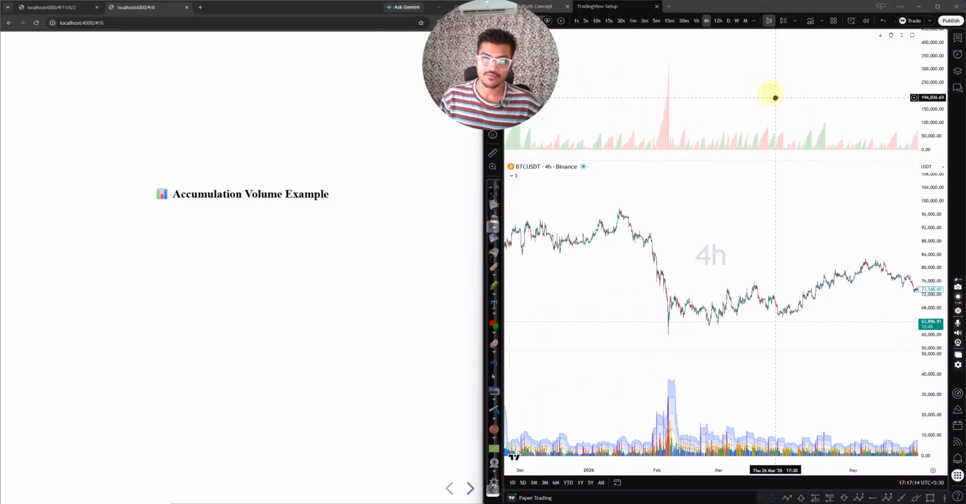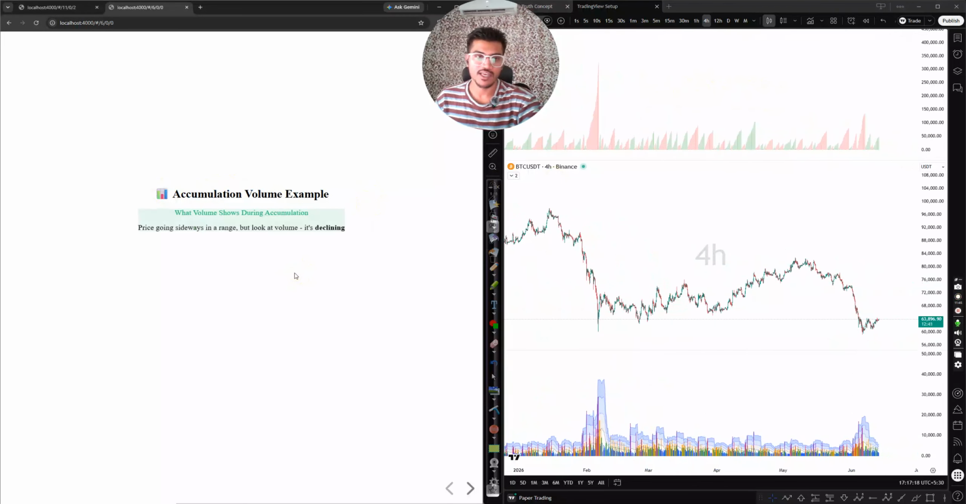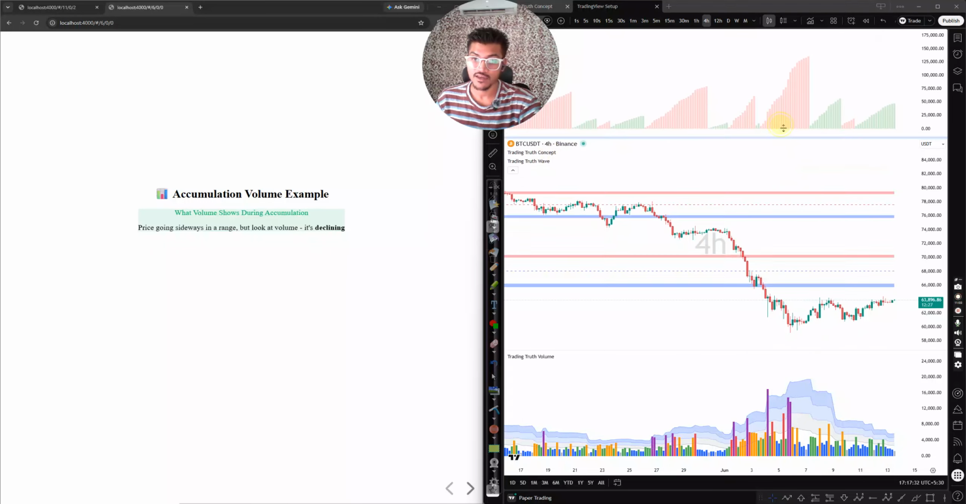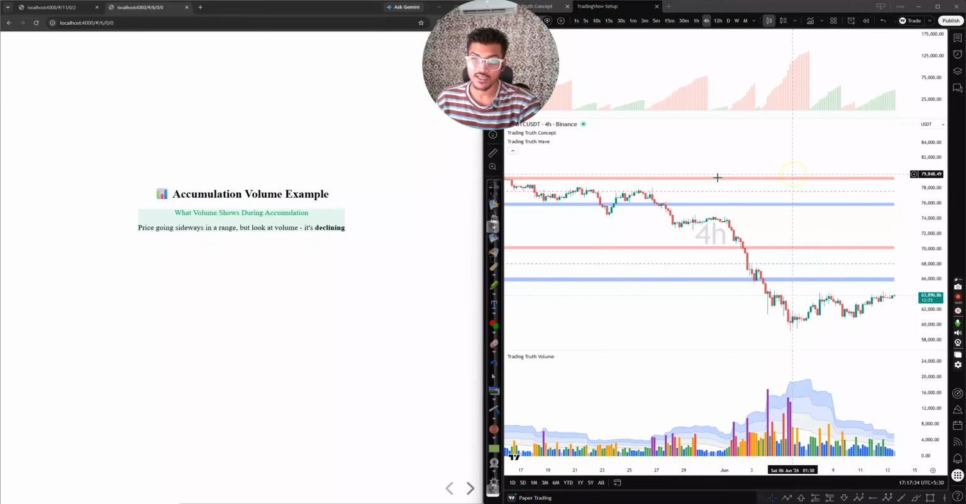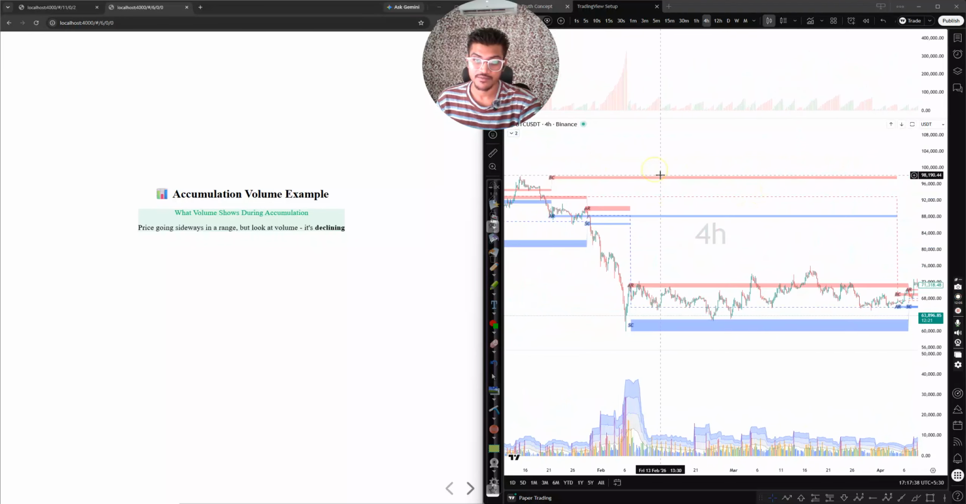Okay, so accumulation volume example: what does volume show during accumulation? Price is going sideways in a range, but look at volume, it's declining. So let me enable this one again, and let's figure this out.